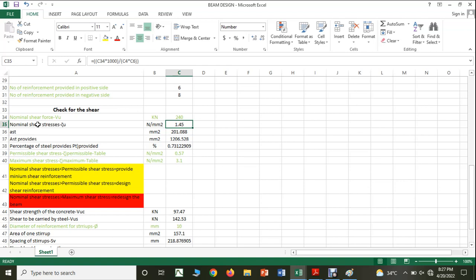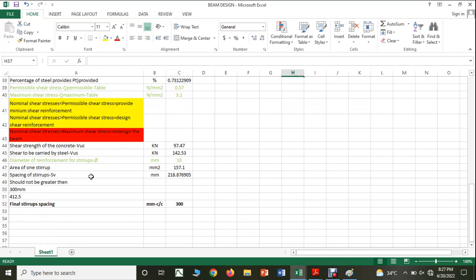Whereas your nominal shear stress value, that is 1.45, is not greater than the maximum shear stress value 3.1, it is less, so therefore it is safe from the shear. Therefore you can see that it is the actual spacing of the stirrups that we want to calculate, so it should not be greater than 300 mm, therefore I can give a final spacing of 200 mm center to center.